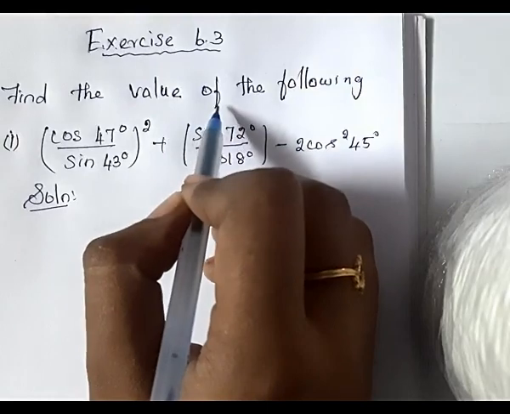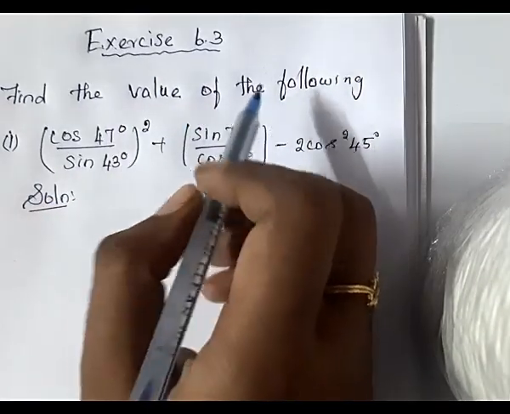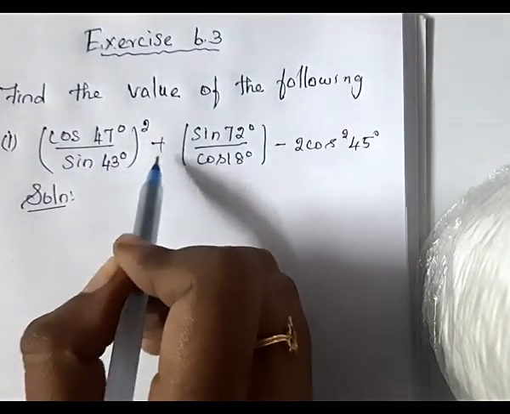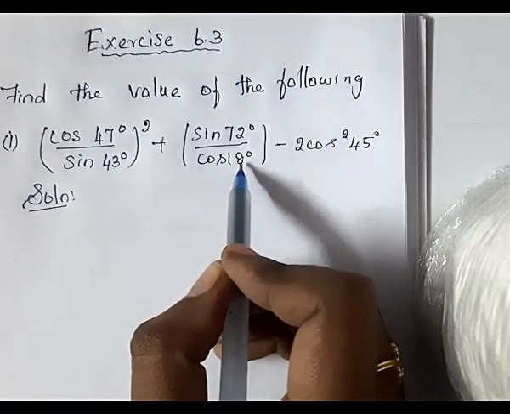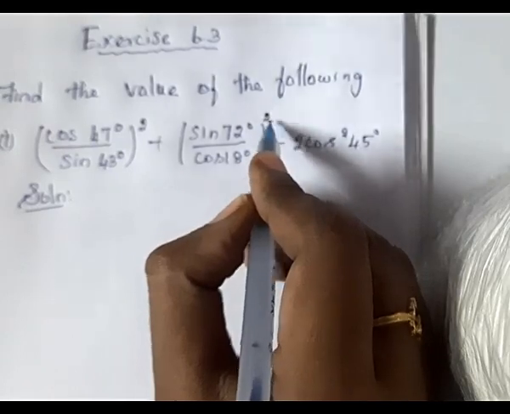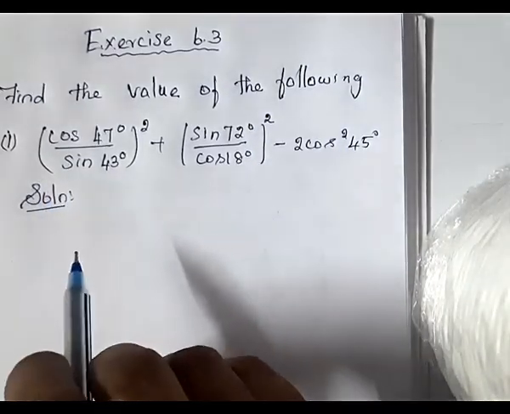Find the value of the following. Cos 47 degree by sin 43 degree, the whole square, plus sin 72 degree by cos 18 degree, minus 2 cos square 45 degree. So we have to find out the value of that.